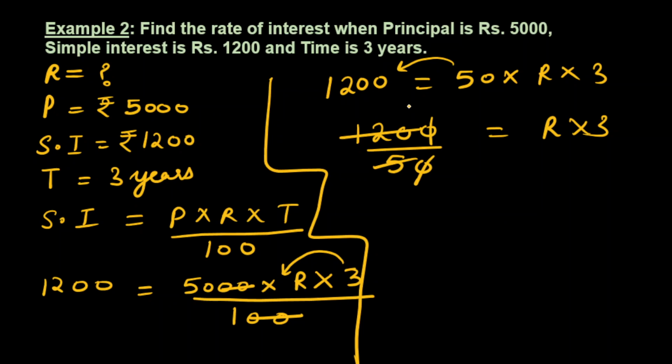5 into 1. So this 120 you can divide with 5. You'll get the answer 5 into 24. Now on this side I have gotten 24 is equal to R into 3. So R we have to find.